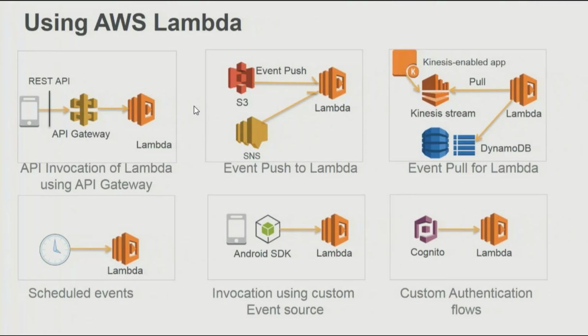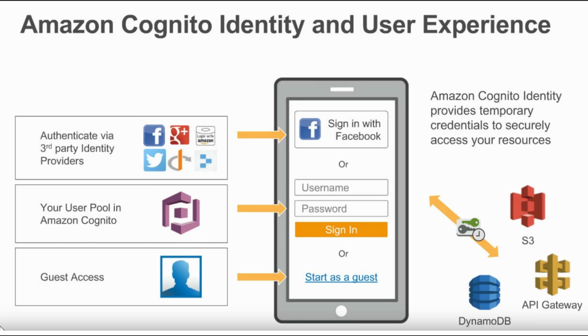And then the next one is invocation using a custom event source. So the Android SDK can contact Lambda directly. Remember we talked about it can be invoked directly, asynchronously, or via API Gateway. But this is showing you contacting Lambda directly. And then the custom authentication flow, which is where Cognito, which is the authentication part of the microservices, can authenticate and flow into Lambda and execute Lambda functions that way.